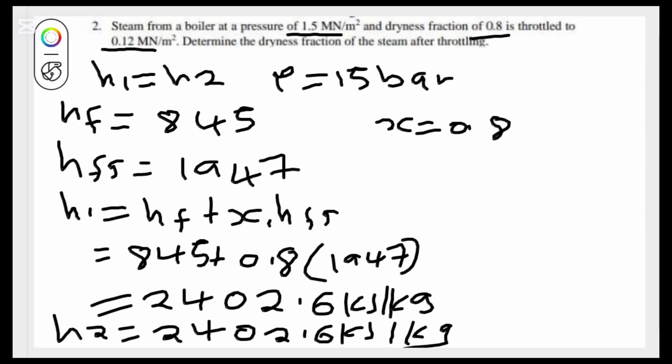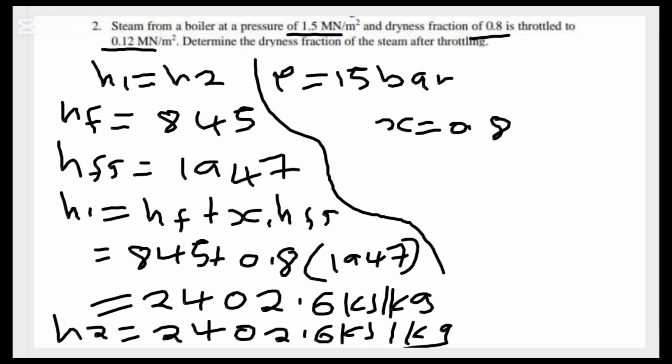So the next thing that I have to do is find the dryness fraction after throttling. Let me say the dryness fraction after throttling, but I'm going to find my h of f and h of fg at 1.2 bar, because this 0.12 MPa, after converting it, will now become 1.2 bar.